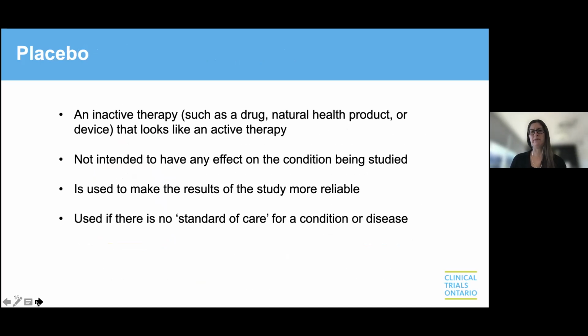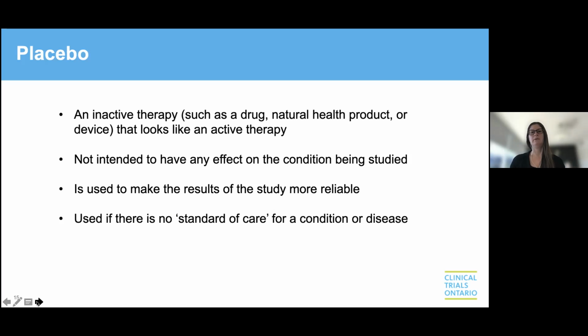So sometimes people get worried about the placebo. Am I going to receive the placebo? What is the placebo? A placebo is an inactive therapy, and it looks exactly like the active therapy. So you wouldn't know the difference by looking at the two of them. However, placebo is not intended to have any effect on the condition that's being studied.